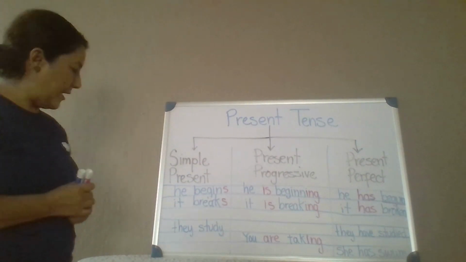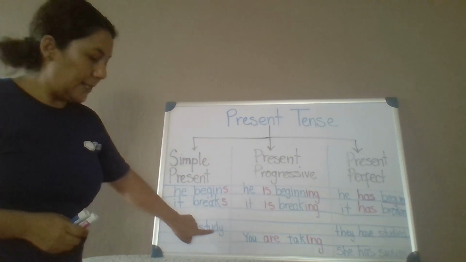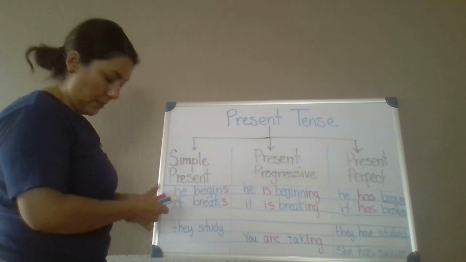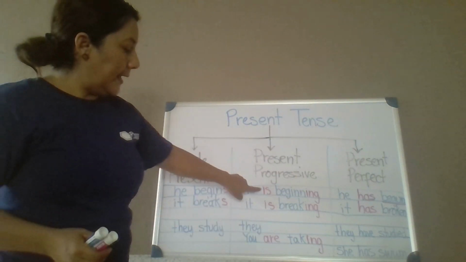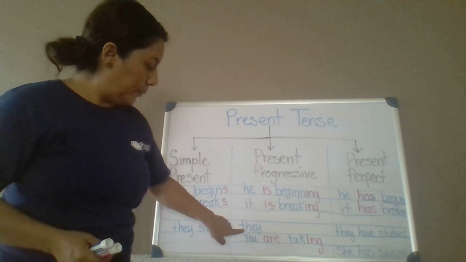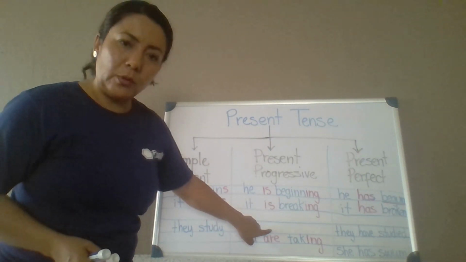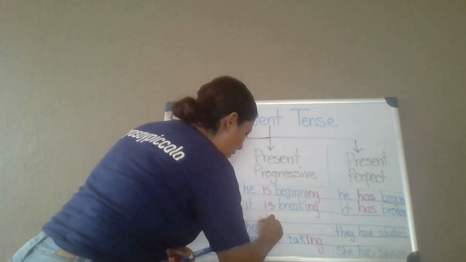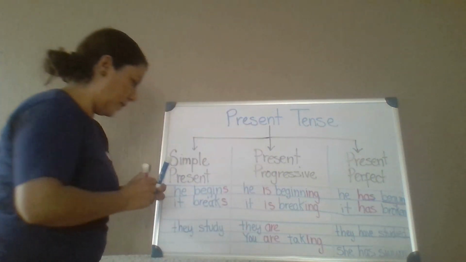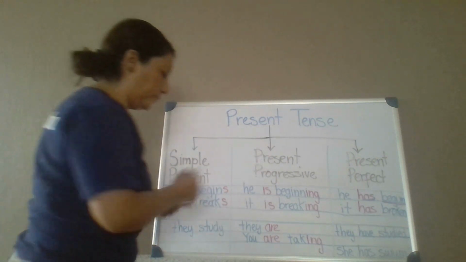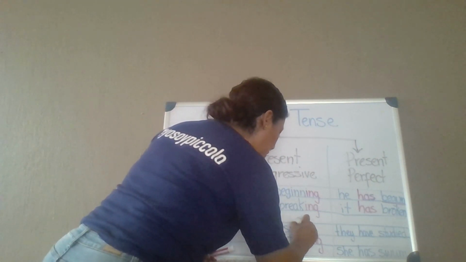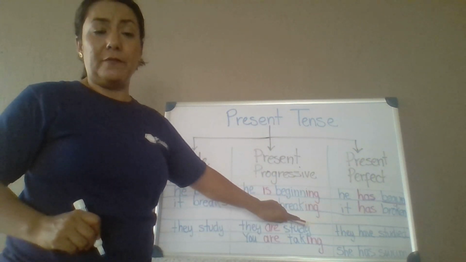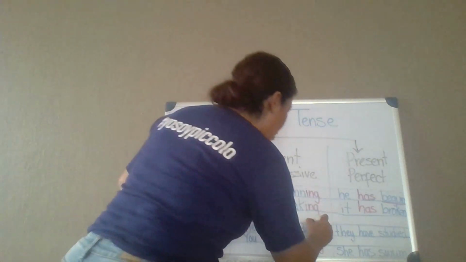Good job. Now let's keep going. They study. The verb is study. What's the subject? They. So we need a helping verb. What is the plural? They is plural. What is the plural form of to be? Are. They are. What is the verb? Study. There's a Y. What is the ending that we must have here? ing. They are studying.